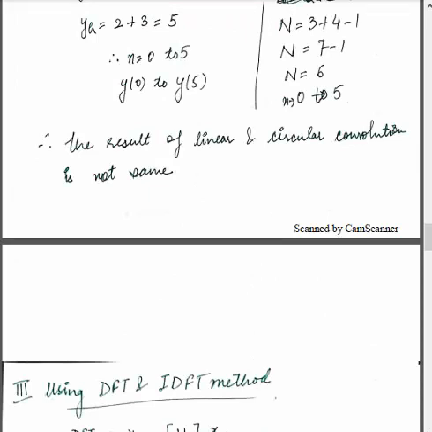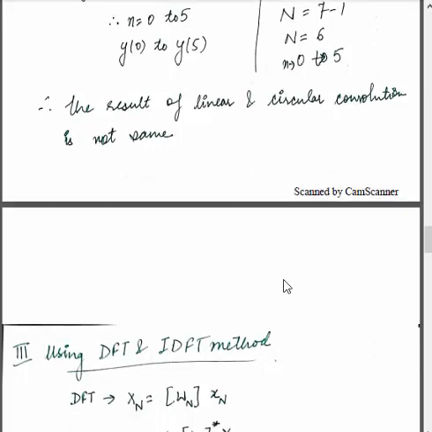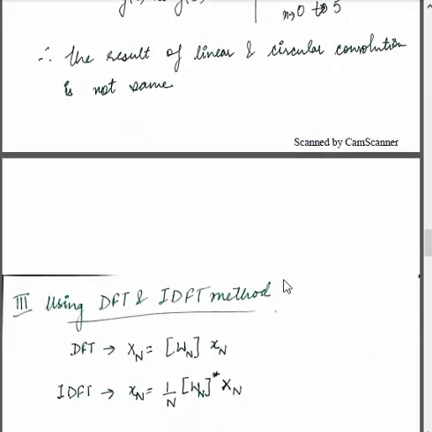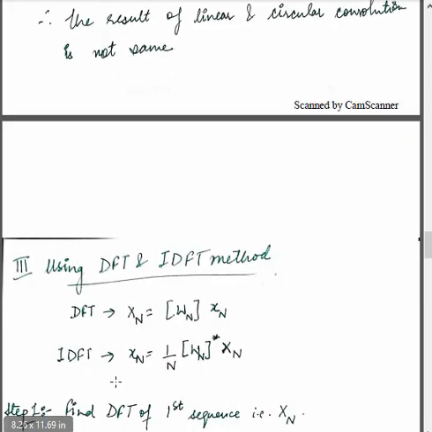Now let's move to our third method of circular convolution, that is the DFT and IDFT method. First of all, we already know the formulas of DFT and IDFT in matrix form. The DFT formula in matrix form is X of k is equal to the twiddle factor matrix into x of n sequence in matrix form. Whereas the IDFT, inverse discrete Fourier transform, formula is x of n is equal to 1 divided by N into the twiddle factor conjugate into X of k, that is the DFT of x of n.